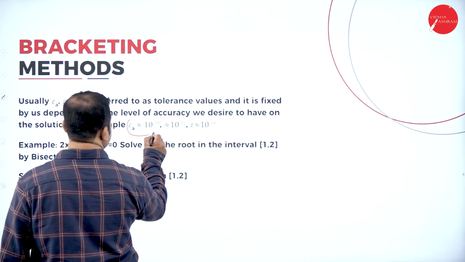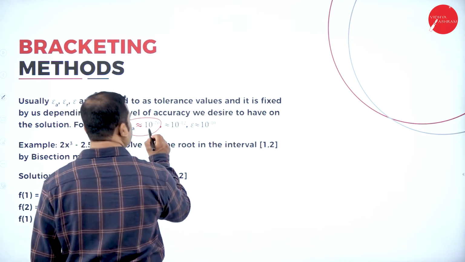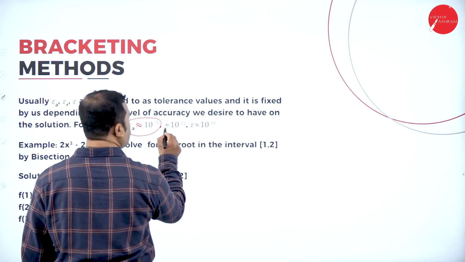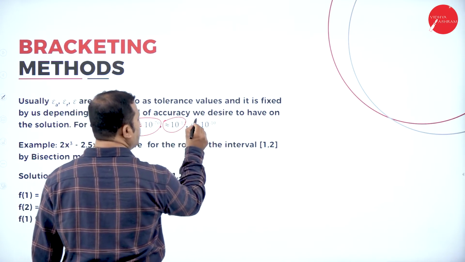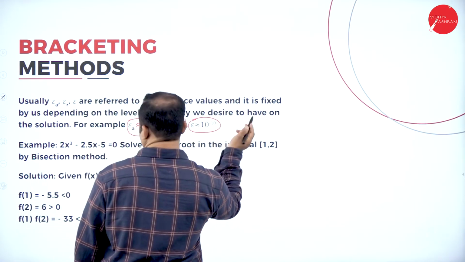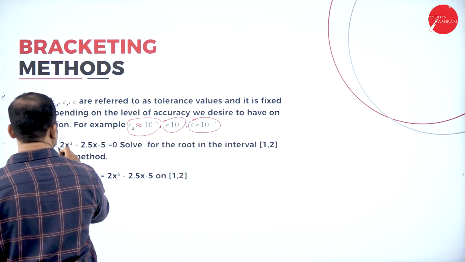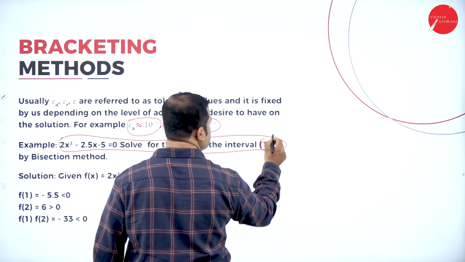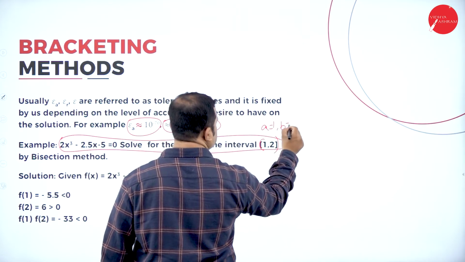Absolute error is almost equivalent to 10 to the power of minus 7 or 10 to the power of minus 12 or 10 to the power of minus 10. So we have all these things. For example, this is the example considered here, and this is an interval considered here, that is a and b. A is equal to 1, b is equal to 2.